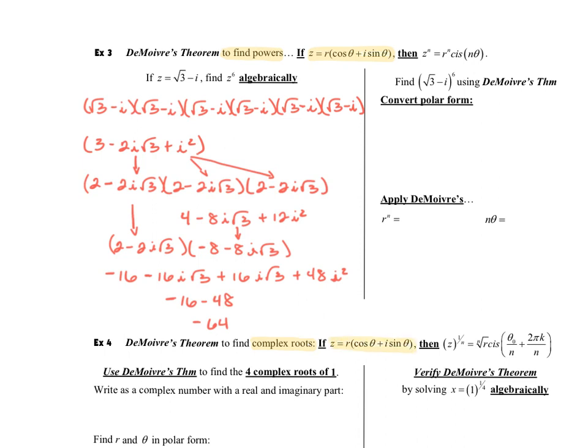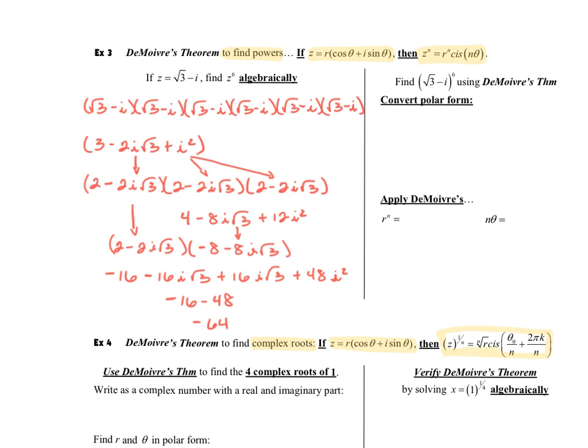So if the number you're given originally is in rectangular form, it must be converted first. And if you don't remember how to convert, go back to the previous video where I go through examples of how to convert a complex number from rectangular form to polar form. The next thing is that we're going to have two formulas. There's a formula for finding powers and there's a formula for finding roots.